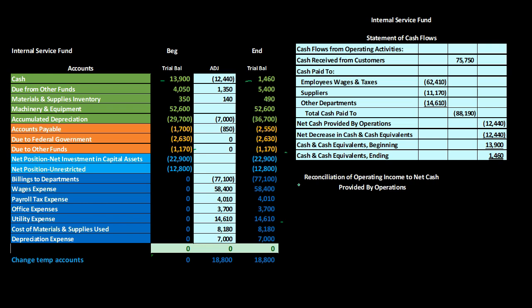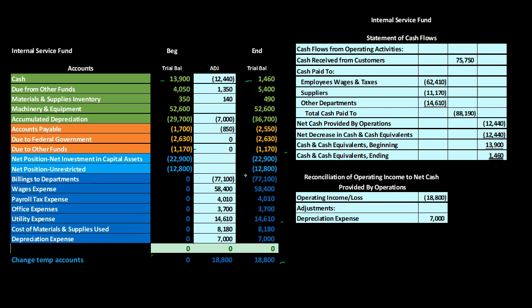Now we'll do the reconciliation of operating income to net cash provided by operations. So in essence, we're going to now do the indirect method as opposed to the direct method. So now we have the operating income, which is going to be the 18,800. That's going to be this item, or the amount that was on what would be similar to the income statement. Then we have the adjustments to that.